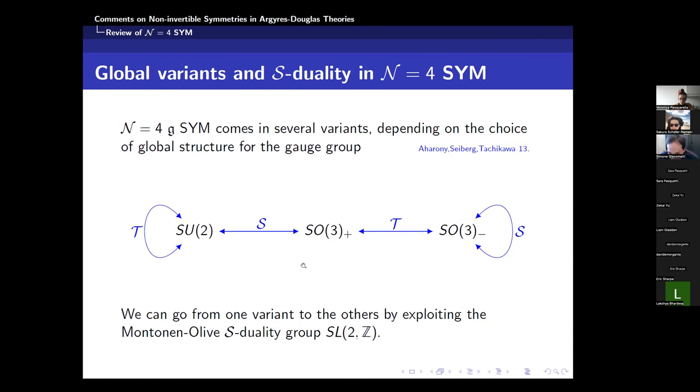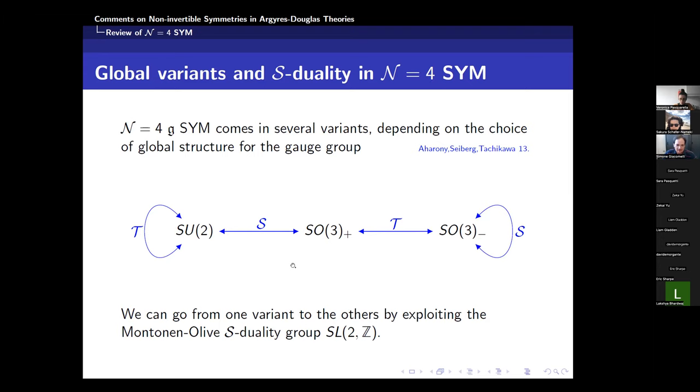Okay, so let's start from the first entry. So, we begin with N=4 super Yang-Mills. It is now well known that this theory comes in several variants depending on the global structure of the gauge group. The theory famously has SL(2,Z) as duality group, and the generators allow us to go from one global variant to the other. To illustrate the point, I will use the SU(2) case, which is the simplest. Here we have three variants, SU(2) and then PSU(2), which comes in two variants, plus and minus, which are related by a 2 pi shift of the theta angle.